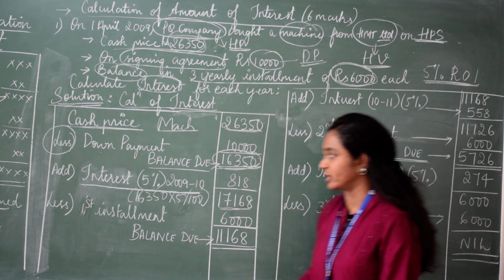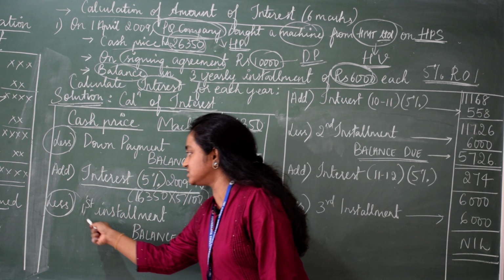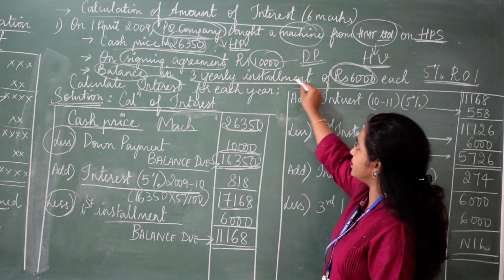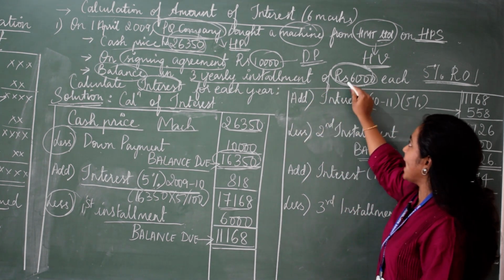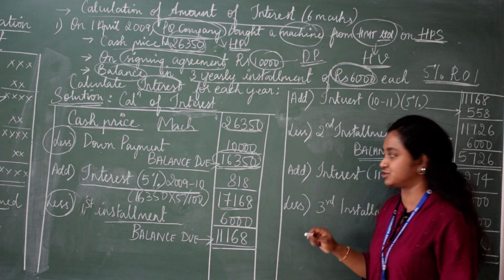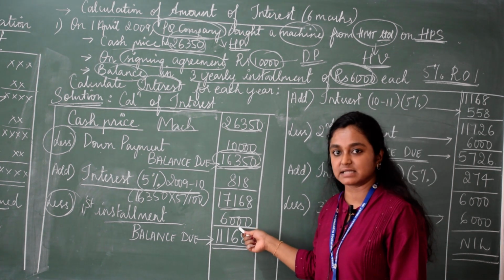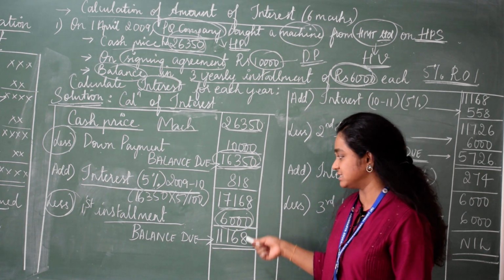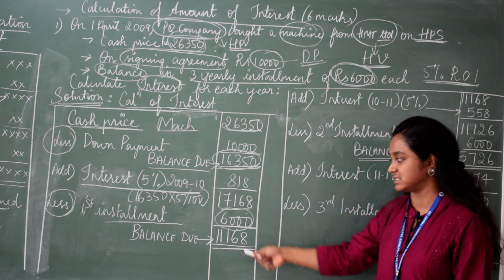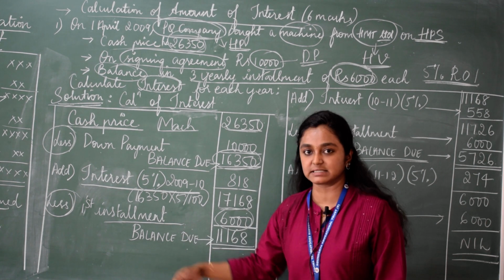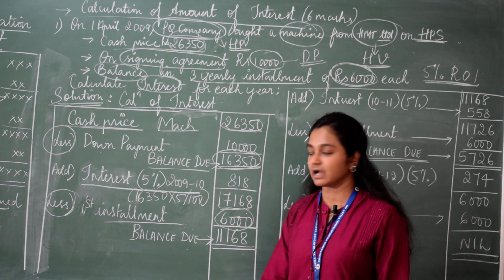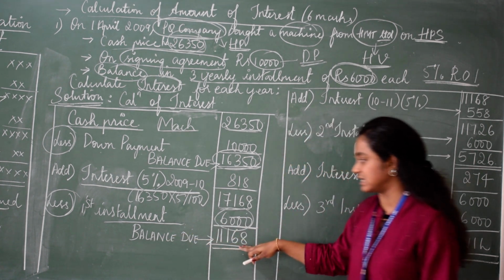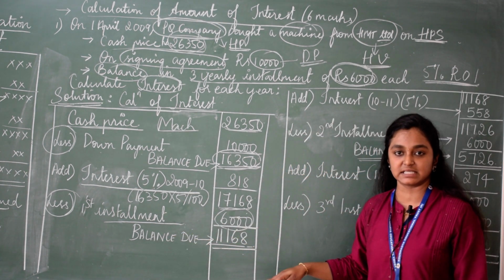From this, I will be removing the first installment for 2009-10. They have clearly mentioned 3-year installments, and every year I will be paying 6,000 each. So the first installment is 6,000. If you remove 6,000 from 17,168, you will get 11,168 balance due for next year. So the first year is completed, first year interest and installment given, and the balance left for the second year is 11,168.